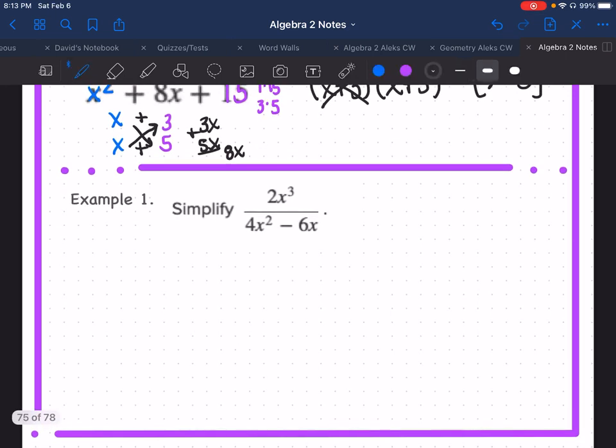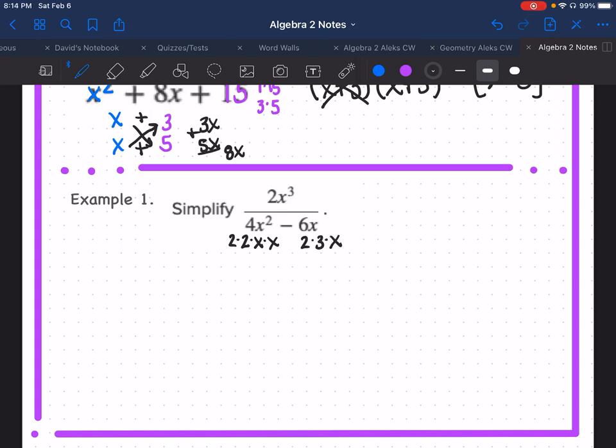So here's a very common simplifying problem where you have to factor using a GCF. I can very easily see on the top that I'm just going to think of 2x to the third as its multiplication. In the denominator, I'm going to do the same thing. So I can think of 4 as 2 times 2, and I can think of x squared as x times x. I can think of 6 as 2 times 3 times the x from the 6x.